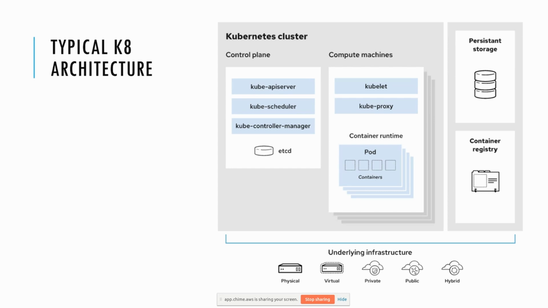Some people also call nodes minions. So you'll notice that in this diagram, there are a couple of different components under control plane and a couple of different components under compute machine. So I'm going to touch on those briefly. I'll start with master node components.